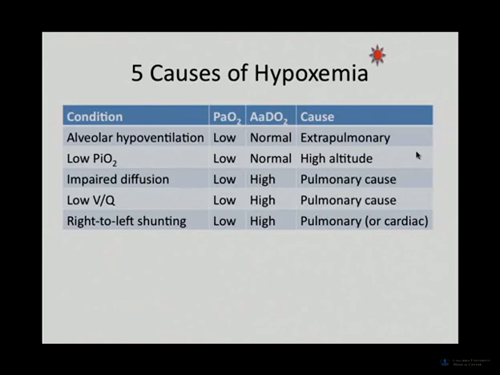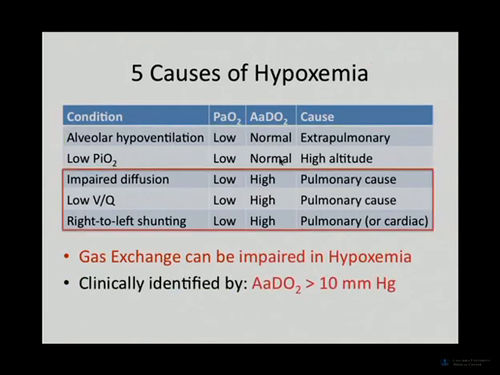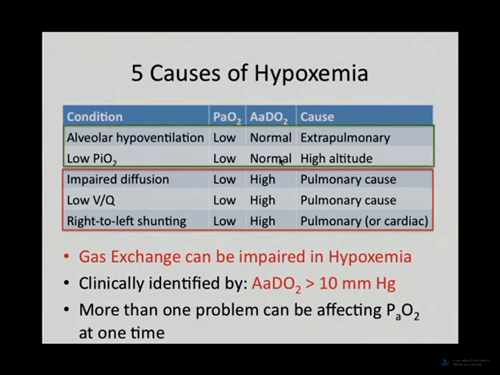Okay? So this is the summary slide. I put a little red star here. This is a memorize-for-the-exam graph. These are the 5 causes of hypoxemia that we've talked about in Dr. Atkinson's lectures and mine. Alveolar hypoventilation, all by itself with normal gas exchange and a normal AA gradient, causes hypoxemia, as does a low PiO2. And then all of these 3 things cause a high AA gradient. Impaired diffusion, the last thing we talked about, right to left shunting, which we talked about before that, and a low VQ. All of these things are going to elevate the AA gradient. Okay.